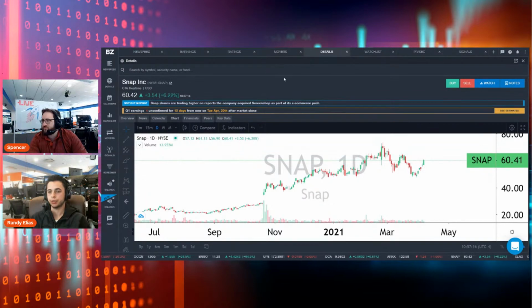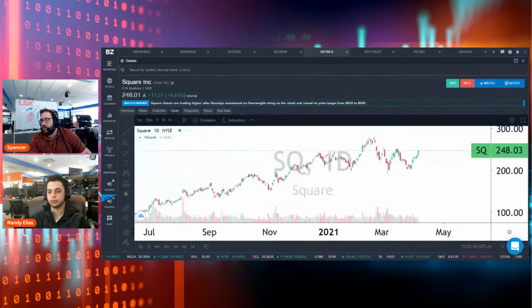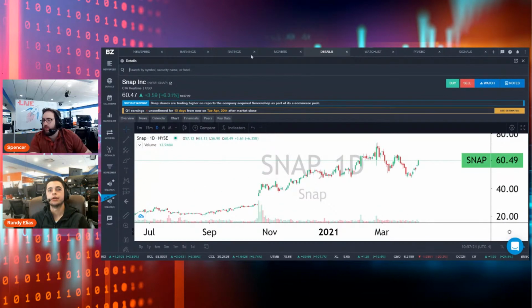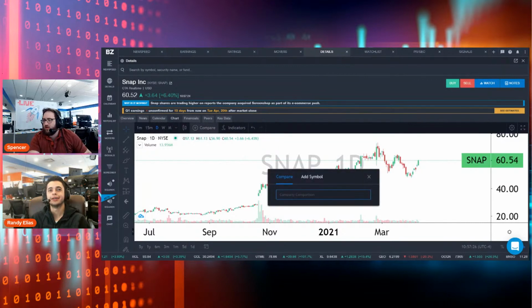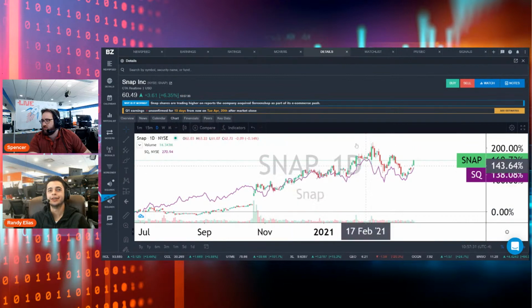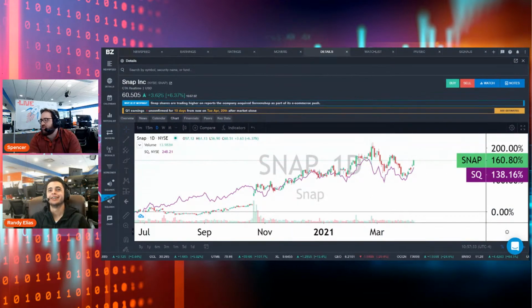Yeah, check out Square. Square rallied right at the open. Oh, look at those charts. They look identical. Hold on a second. Look at that Snapchat chart. Let me just compare. Snap, Square. Look at those charts. Look at that. Identical. Oh my goodness. That's cool.